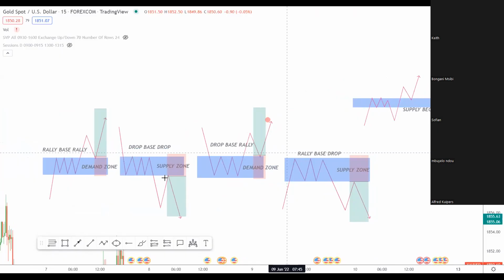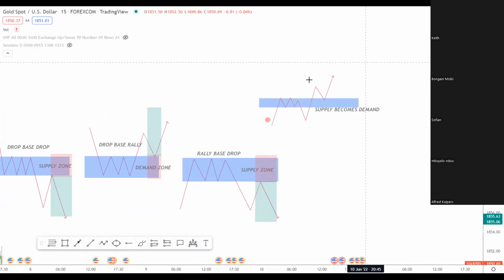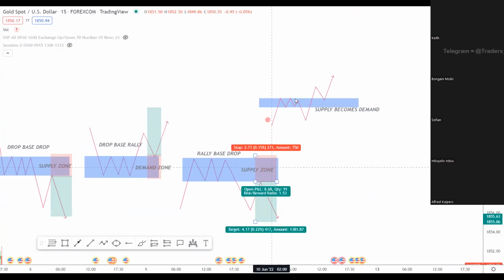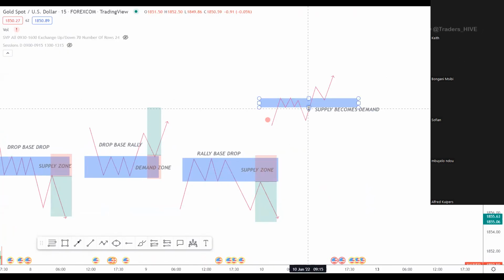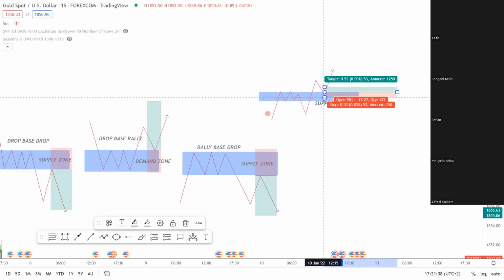These are the formations of the supply and demand zones, and these are also possible scenarios. Here you have the rally base drop. So rally base drop forms a supply zone. We would most likely enter a sell here, but in this case it breaks out, which means that supply becomes demand. So we are going to look for buys right here, because the supply now turns into a demand area.